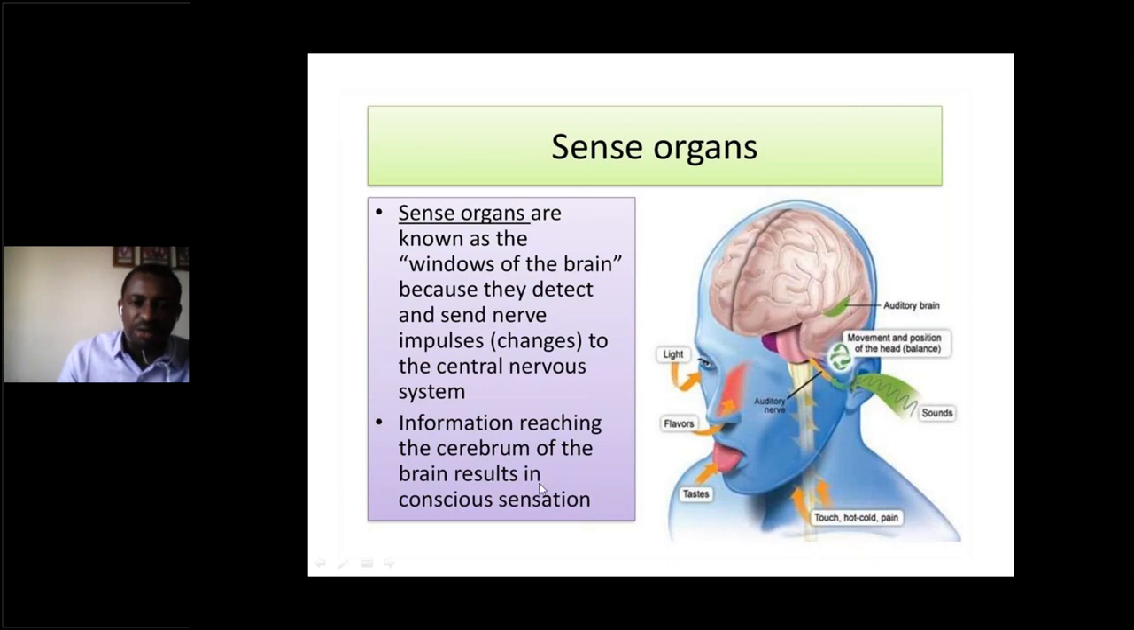Information reaching the cerebrum of the brain results in conscious sensation. So when these signals get to the cerebrum, it interprets it to mean, oh, there is this feeling, this place is hot. Then it sends the conscious sensation, and the individual can take action.